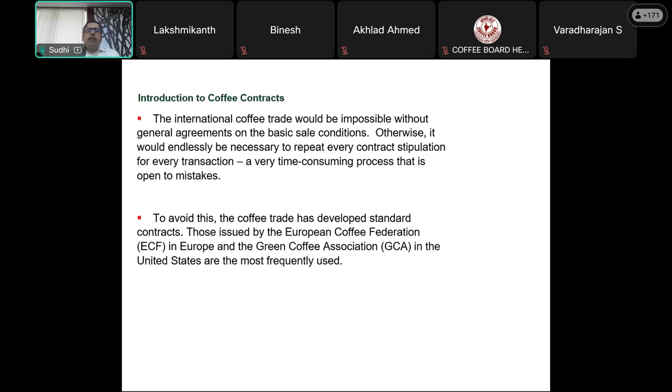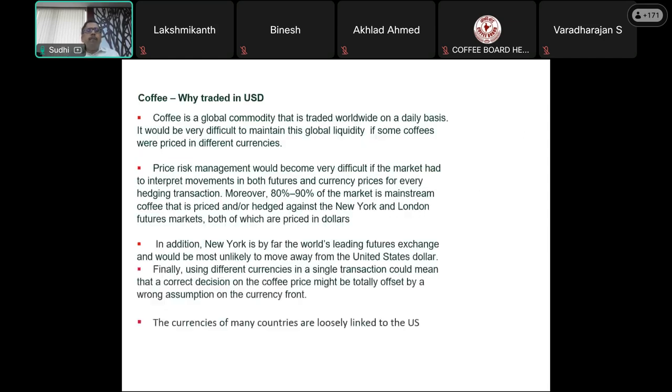So this way coffee is traded with so many participants in the market, and everybody is accepting these contract terms and conditions. In the same way that we have so many buyers and sellers, we also have different currencies in different producing countries and different consuming countries. Not only coffee, most of the commodities today are traded in USD. Coffee is a global commodity which is traded worldwide on a daily basis.